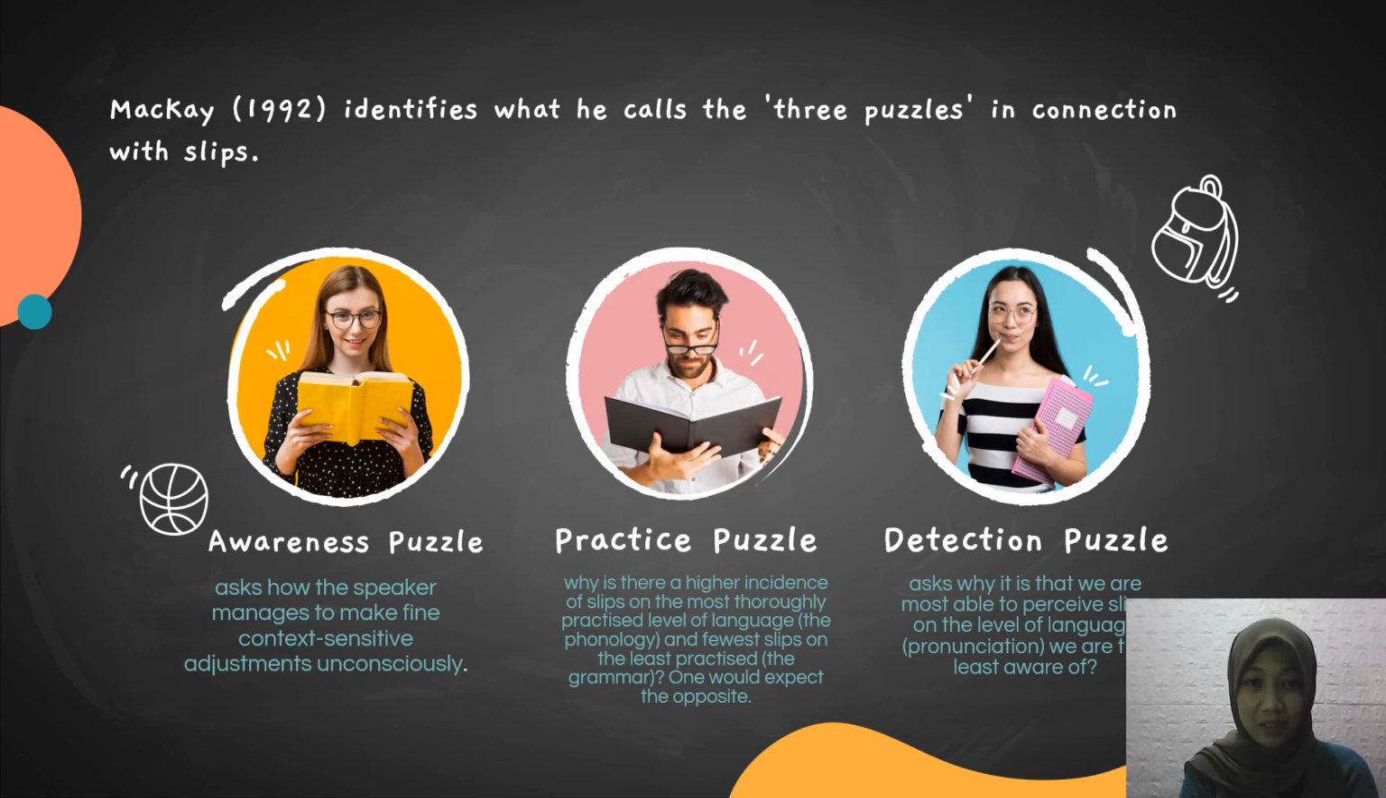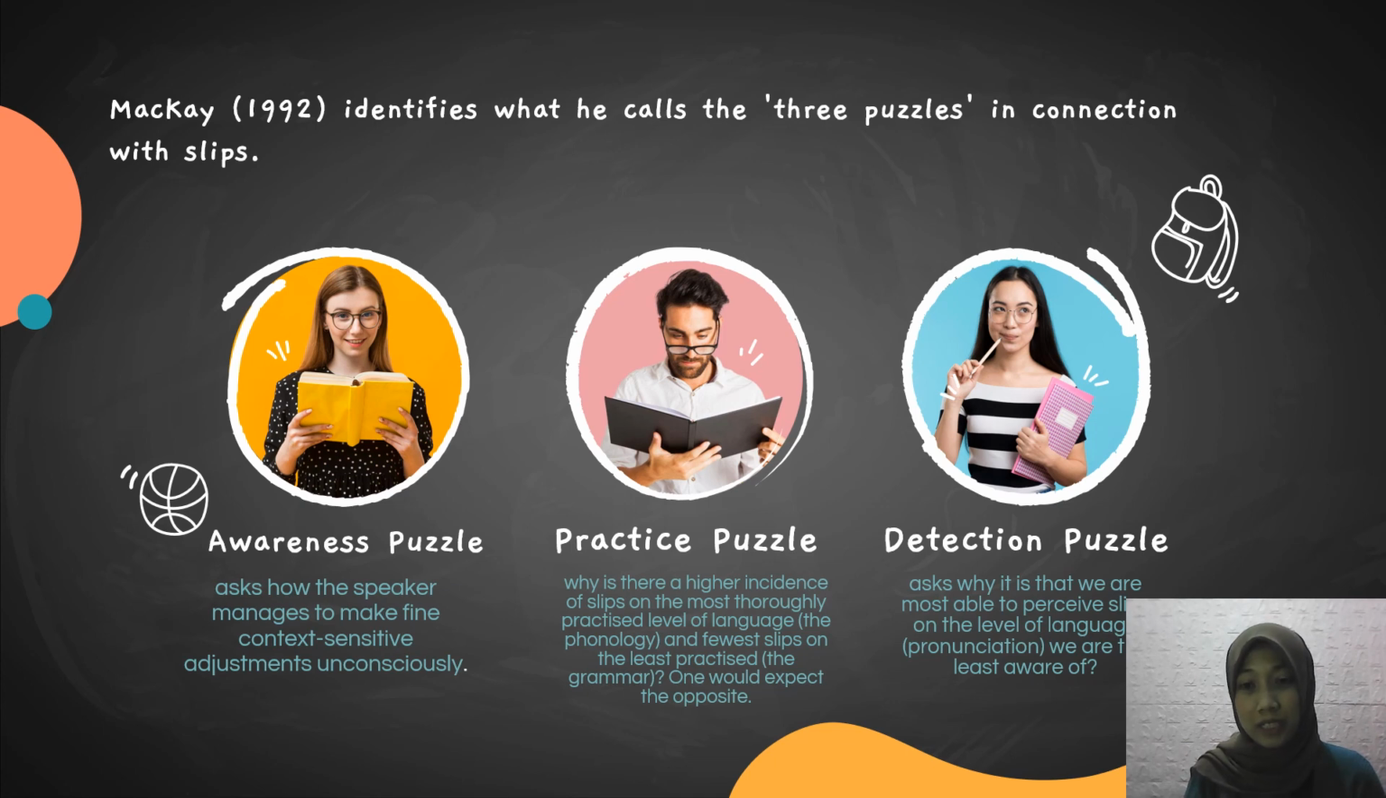Mackay, in 1992, identifies what he calls the three puzzles in connection with slips. The first one is awareness puzzle. It asks how the speaker managed to make fine context-sensitive adjustments unconsciously. The second is practice puzzle. Why is there a higher incidence of slips on the most thoroughly practiced level of language, the phonology, and fewer slips on the least practiced, the grammar? One would expect the opposite.